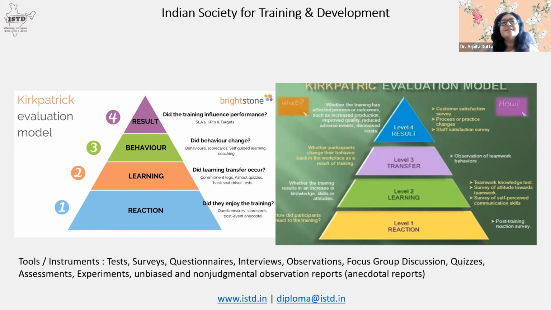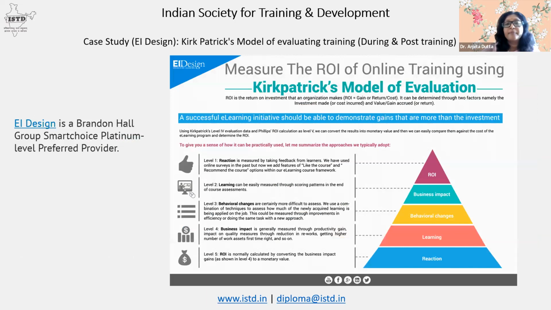But having said that, it is a very detailed process. Nowhere we should lose out on any sort of data. Okay, so that's how the 5th level also can be achieved, which is the ROI, or the return on investment. All right, so this is the Kirkpatrick model as well as the Phillips model. Okay, so in the Phillips model, we talk about the ROI.